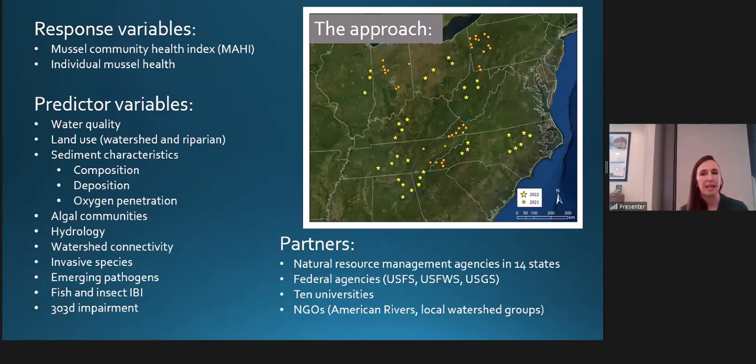The approach that we're taking is, you can see this map here. Across 12 to 14 states, we worked with experts to identify paired sites where we have sites that have a mussel assemblage that we might categorize as in poor condition, and a mussel assemblage that is categorized as in healthy condition, across multiple environmental contexts. And so right now I think we're sitting at just at 70 sites across 13 states in this region.